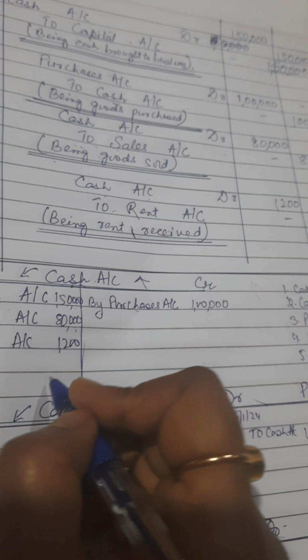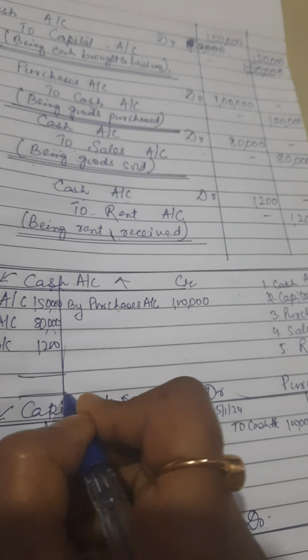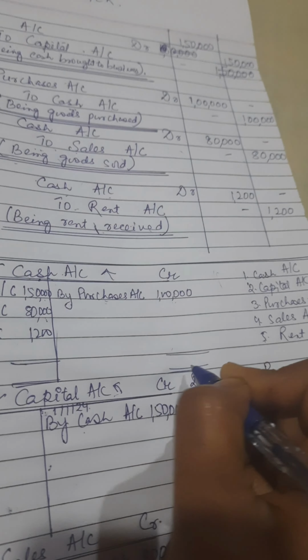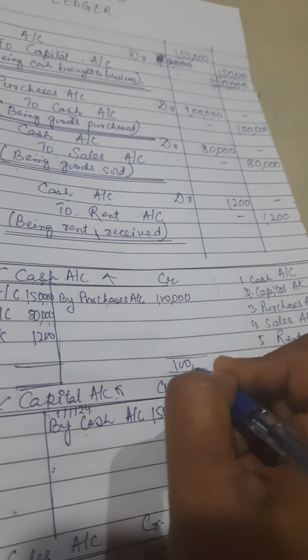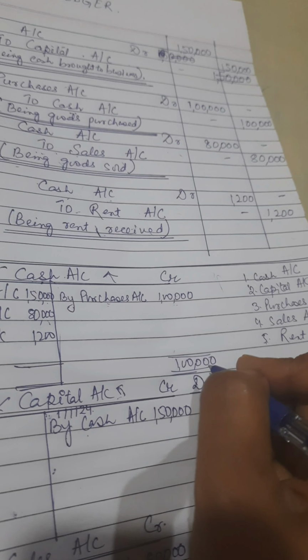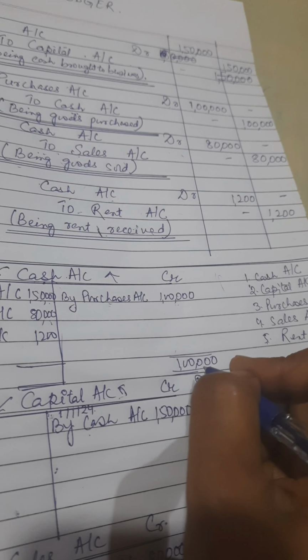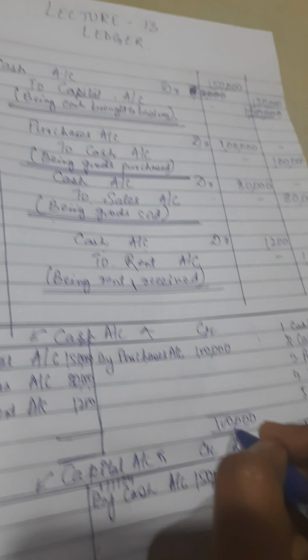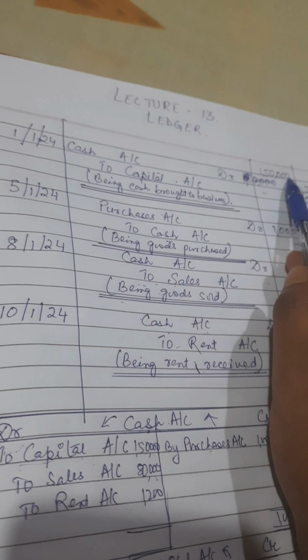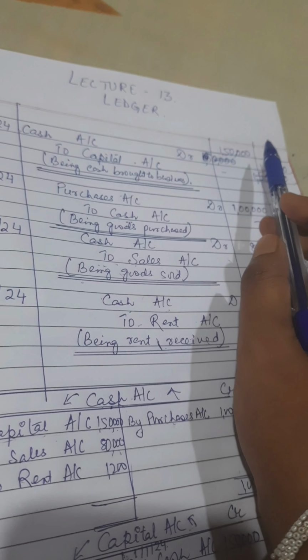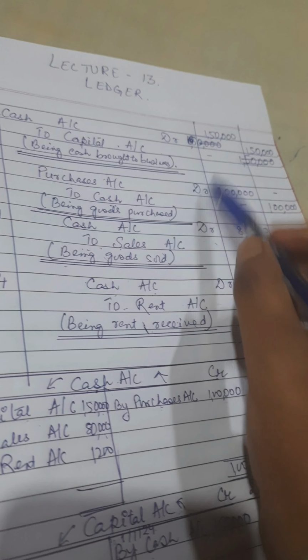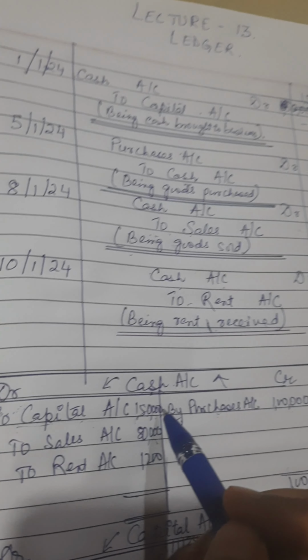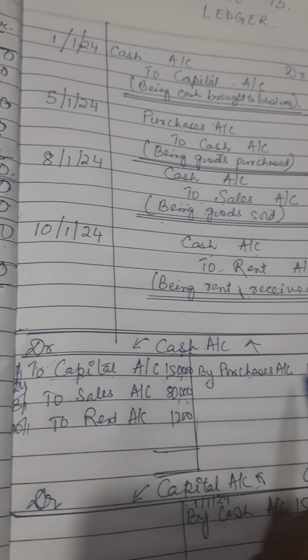This way I have completed recording all the transactions in two places. Now it's time to balance it. Balance it means find out which side is bigger and take the balance. So you can see I had cash of 1,50,000 when I started the business. 1,50,000 I brought in cash. From there I purchased 1 lakh.